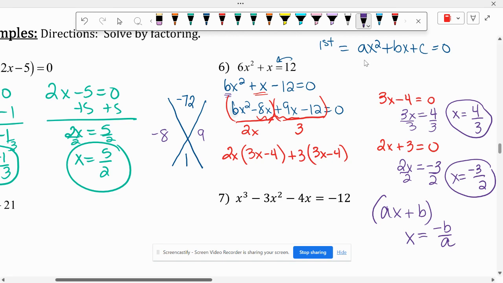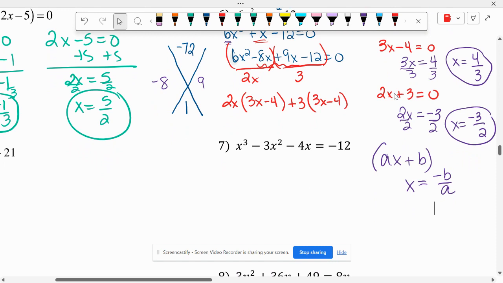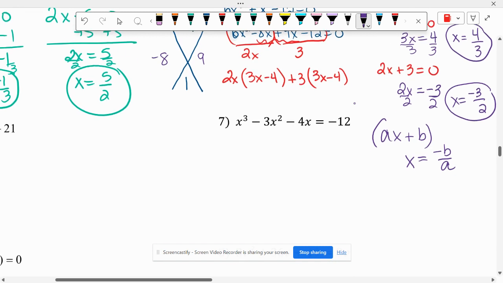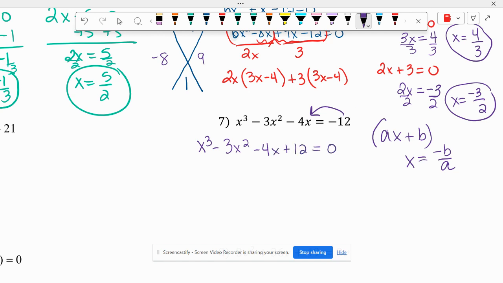Okay? Number 7. What are we going to do here? I know you guys are tired. I'm doing the fastest I can. Number 7, what are we going to do? Add 12. X cubed minus 3x squared minus 4x plus 12 equals 0. How many terms are there? 4. Means I have to factor by grouping. I don't have to use the times plus chart or anything. It's already done for me.